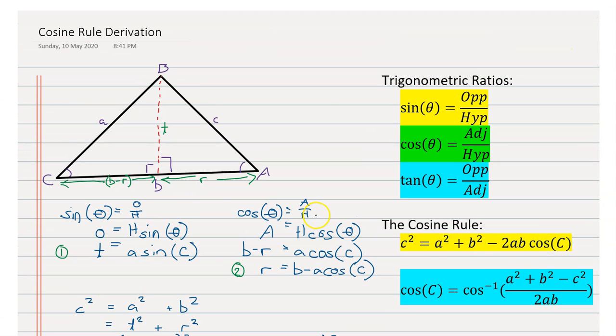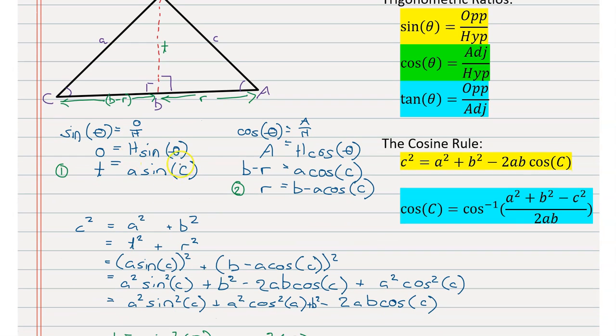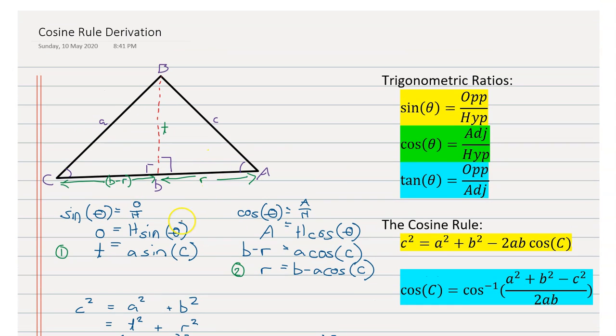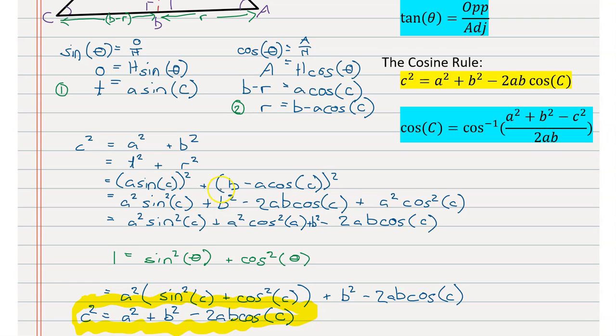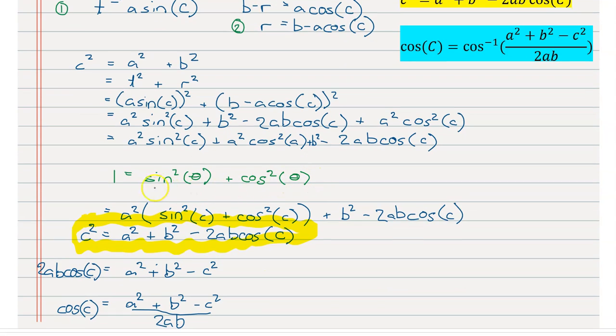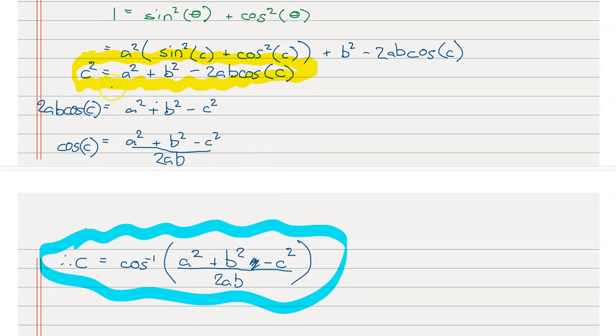So, going back to prove the cosine rule, I drew a non-right angled triangle. I dissected it or partitioned it into 2 right angled triangles, and then I used the right angled trigonometric ratios to find the opposite and the adjacent side, and then I substituted those equations into Pythagoras' theorem. Use this identity here, 1 equals sine squared theta plus cosine squared theta, and thus I arrived at c squared equals a squared plus b squared minus 2ab cos C, and then rearranging again, I arrived at the angle C is equal to the inverse cosine function of a squared plus b squared minus c squared all over 2ab.